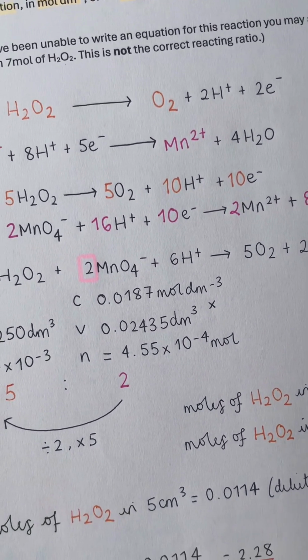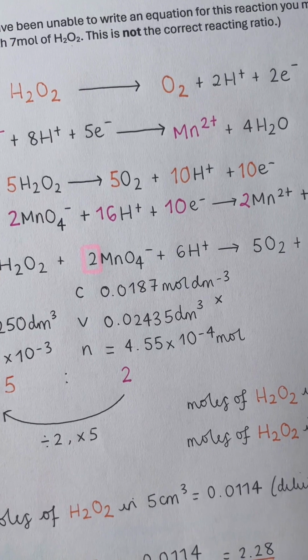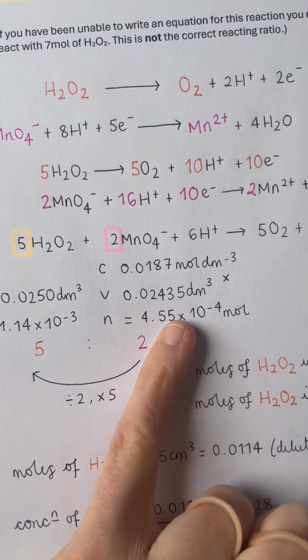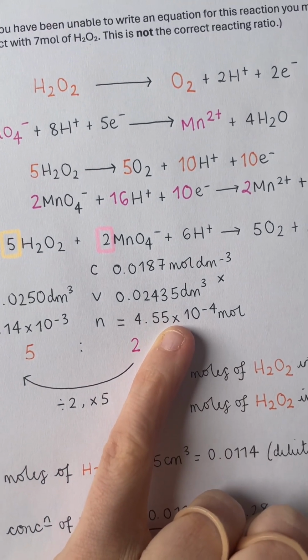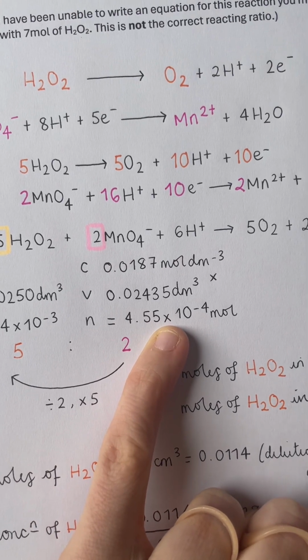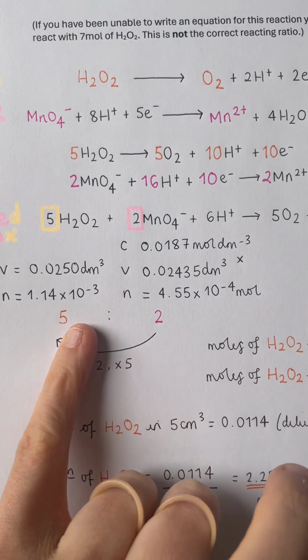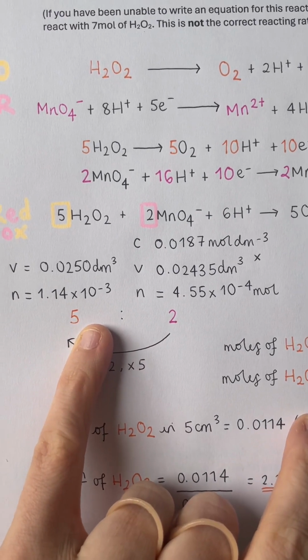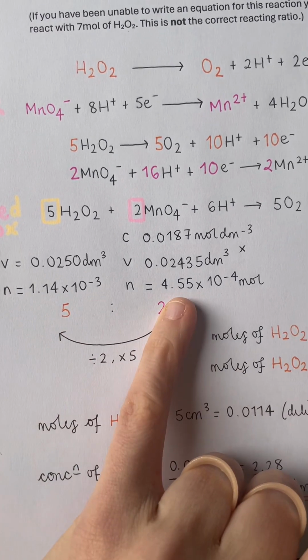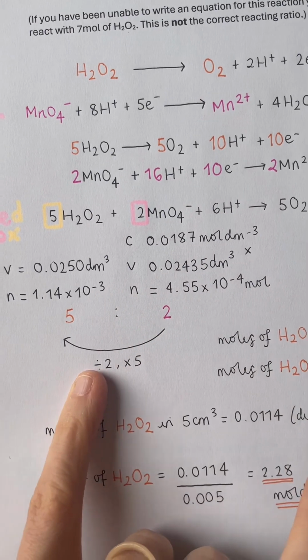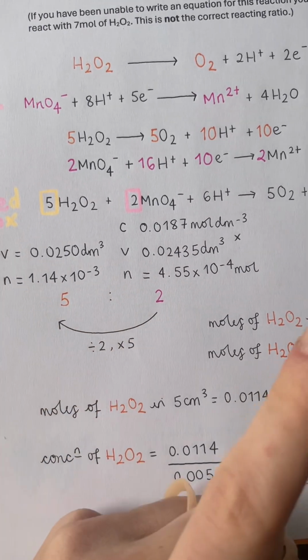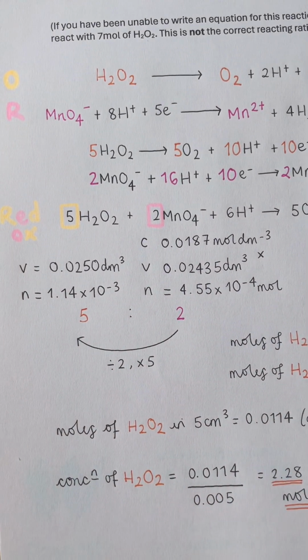So I've used those concentration and volumes and times them together to get the number of moles of the potassium manganate as 4.55 times 10 to the minus 4 moles. Using the 2 to 5 ratio, again, I could have just times by 2.5 for those of you that are more mathematically inclined. I like to divide by 2 and then times by 5, so work out what 1 part would be and then work out what 5 parts would be.